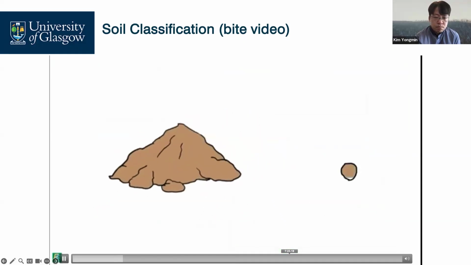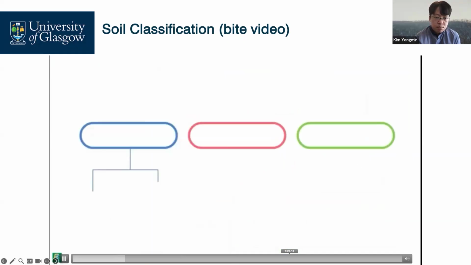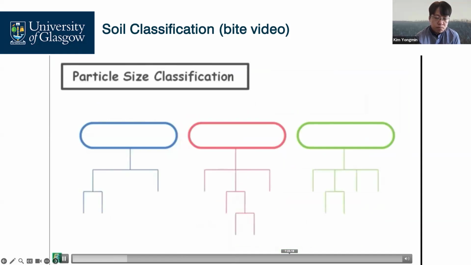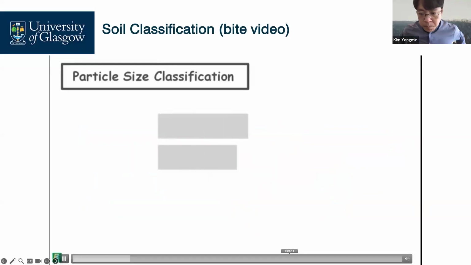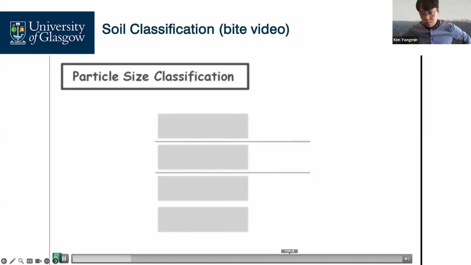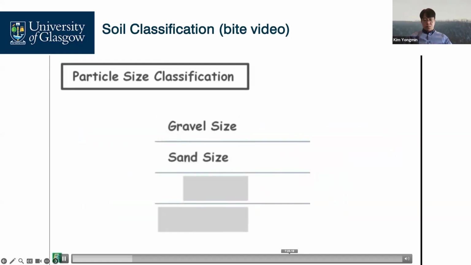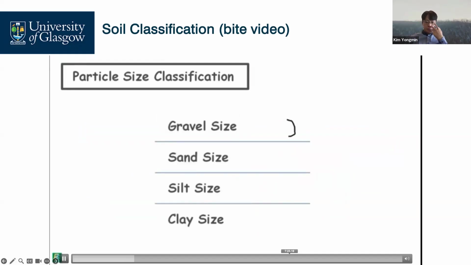Soil grain size has a great influence on the behavior of soils. So, most soil classification methods use particle size as a basis to classify the soils in groups. We generally classify the soils based on the particle size into four broad groups: gravel size, sand size, silt size, and clay size. Gravel sized particles being the largest and clay sized being the smallest.